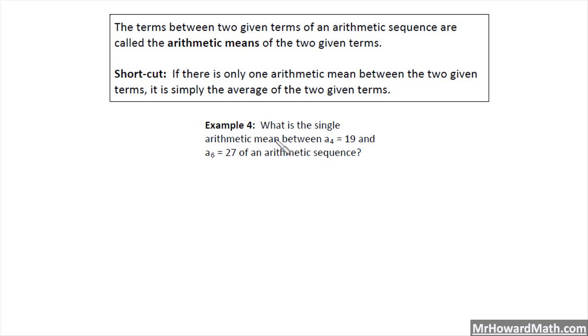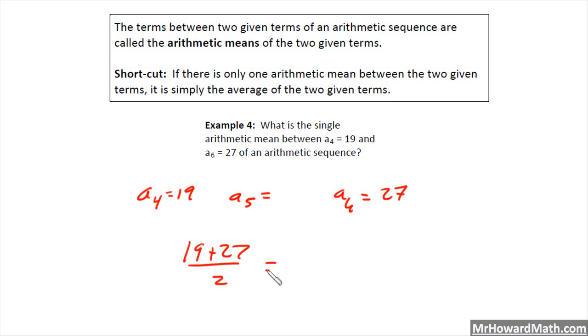What is the single arithmetic mean between a sub 4 is 19 and a sub 6 is 27? So, given a sub 4 and 19, we have to find the one between them, a sub 5. A sub 6 we're given as 27. So we just take the average of the two. So it would be 19 plus 27, all divided by 2. 19 plus 27 is 46. Divide that by 2, and we get 23. So a sub 5 equals 23.